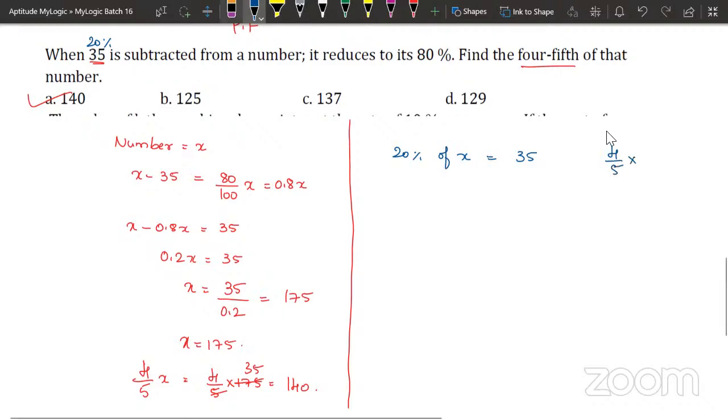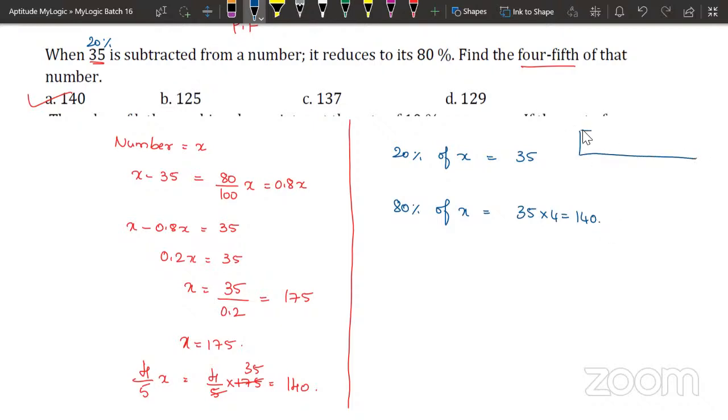4/5 of any number is the same as 80%. We will see how we can get that. 80% of x is 20%, 4 times gives you 80%. So 35 into 4 gives you 140. Understood?